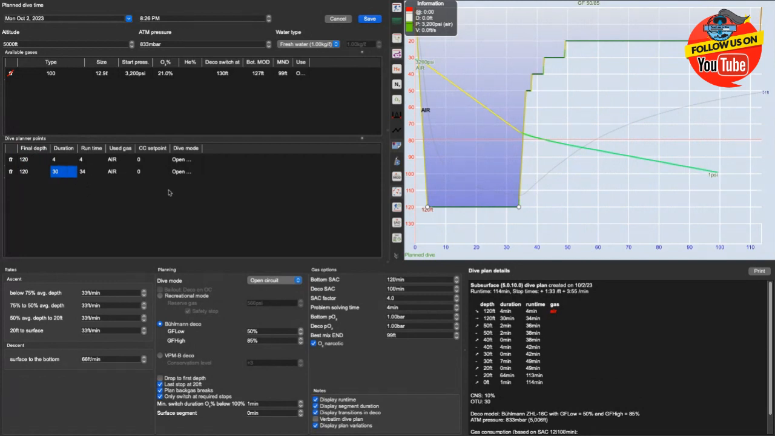There we go. So, download, do you mean on your computer or is it an app or something? On your computer. Unfortunately, the app does not do dive planning on this one. But I like this because it's free.